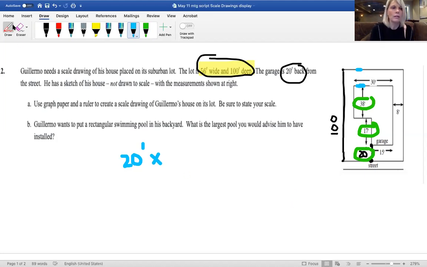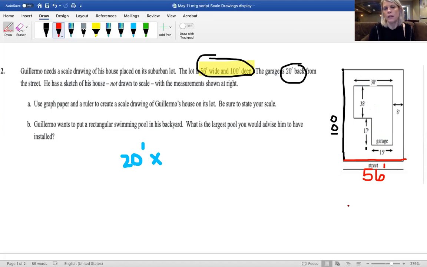So now I'm going to erase all these depth ones. Those are all gone. Now we're going to worry about the width. So the width of this was 56 feet wide. So from here to here, it's 56 feet. So we have to figure out how wide our pool can be. We have to see what we know. Look at the widths we know.